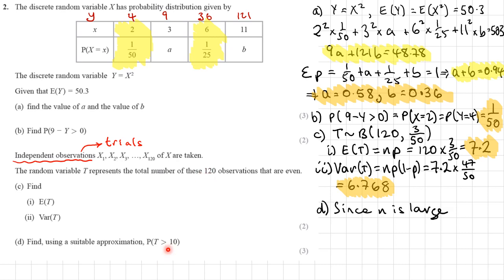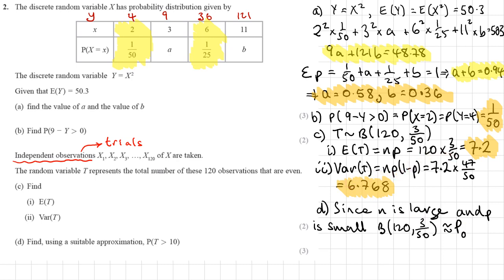And we need to look at the probability as well. Now the probability here is 3 over 50, which is actually the decimal 0.06. So p is small. So since n is large and p is small, that means that we can approximate our binomial distribution with a Poisson distribution. So let me write that out. We'll take our binomial distribution of 120 and 3 over 50 and approximate that with a Poisson distribution where the value of lambda is the mean, and that's 7.2.